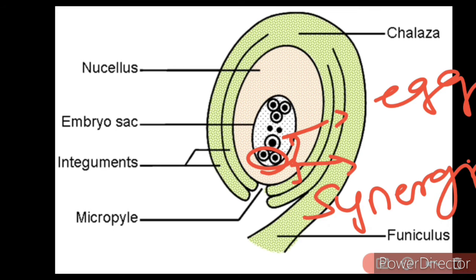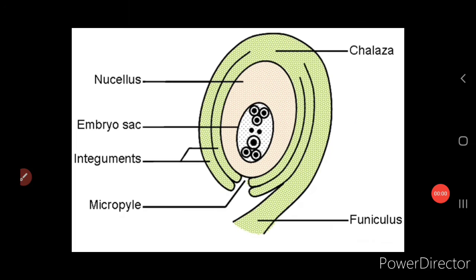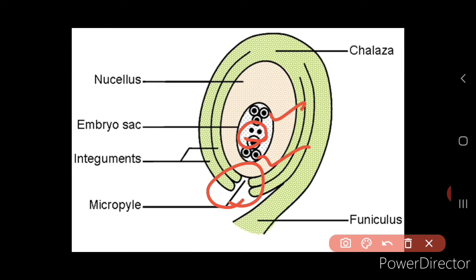Understood, children? So this is about the embryo sac. The embryo sac consists of 7 cells, and the 8th cell will be the polar nucleus, which is present at the center. 3 cells are present near the micropylar end, and 3 cells are present near the chalazal end, and these two nuclei are called the polar nuclei, which are present at the center. In the egg apparatus, one will be the egg, the other two will be the synergids.